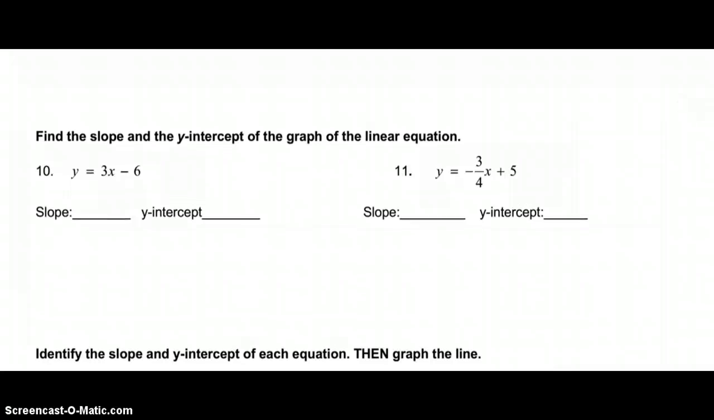Next page. Find the slope and the y-intercept of the graph of the linear equation. So, is it in the right format, y equals mx plus b? Yes. So we always know that m stands for slope, b stands for y-intercept. Super duper easy, just identification.